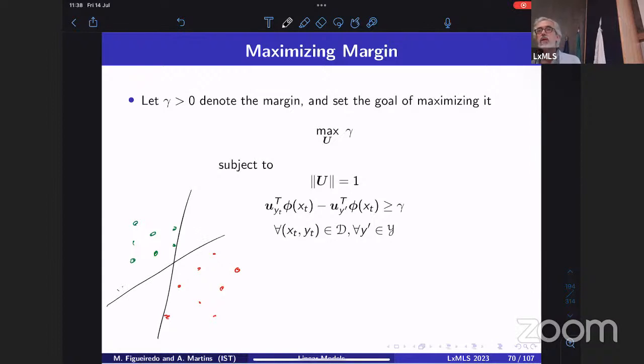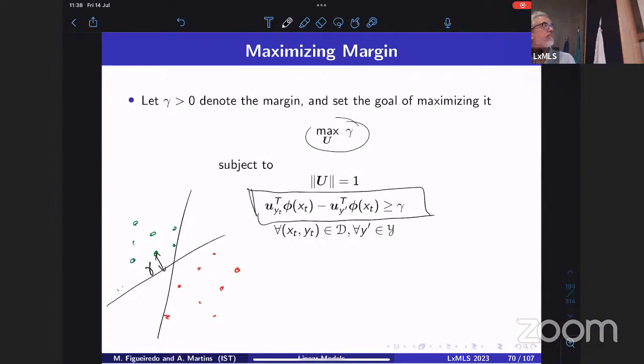So how do I formalize this idea that if I have a training set with points from two classes or from K classes, I should choose the boundary that has the highest margin? Easy. Like that. I want to maximize gamma. What is gamma? Gamma is this distance. I want to maximize gamma. And how do I specify that gamma is the margin, like this?